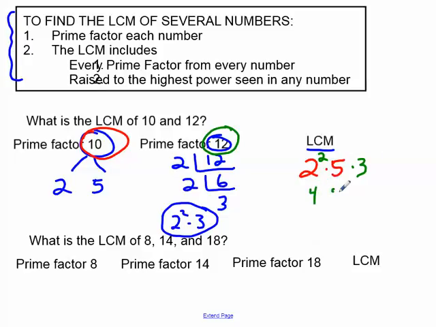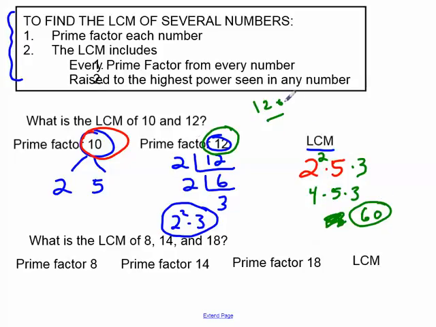4 times 5, times 3, 20 times 3, yikes, I'm jumping ahead of myself. 20 times 3 is 60, our lowest common multiple. We could have said that a common multiple between 10 and 12 is 120, but if we say 120, that is a common multiple, but not the lowest common multiple. The lowest common multiple is here, 60.